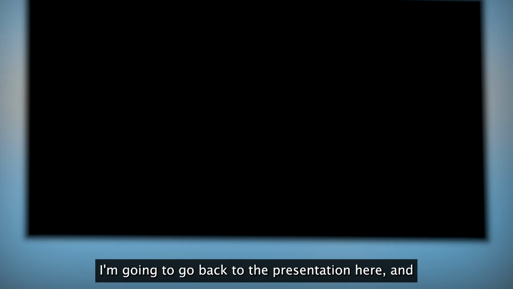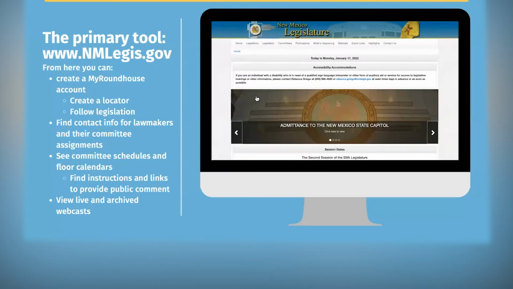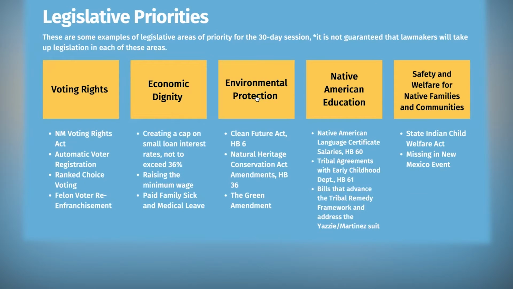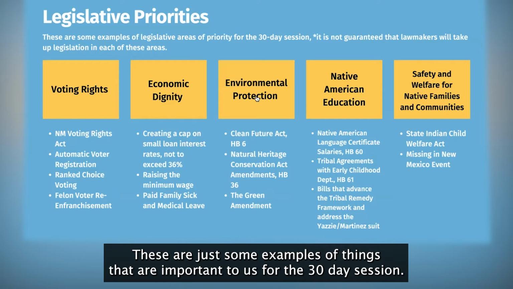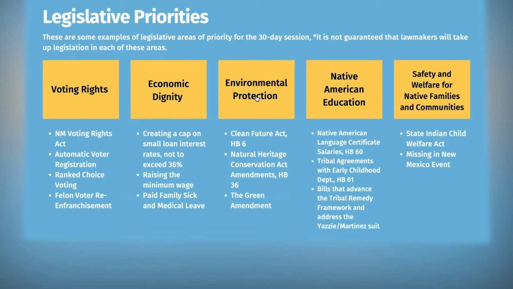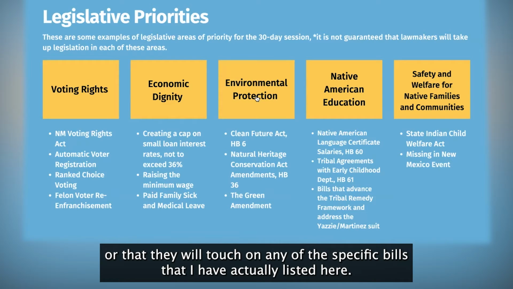So I'm going to go back to the presentation here. And so we have a list of legislative priorities. These are just some examples of things that are important to us for the 30-day session. However, it is not guaranteed that lawmakers will take up legislation in each of these areas, or that they will touch on any of the specific bills that I have listed here.